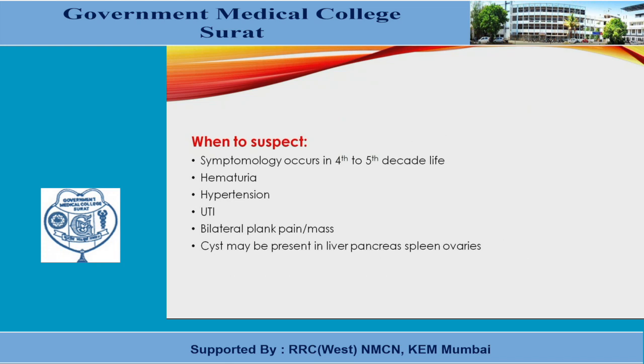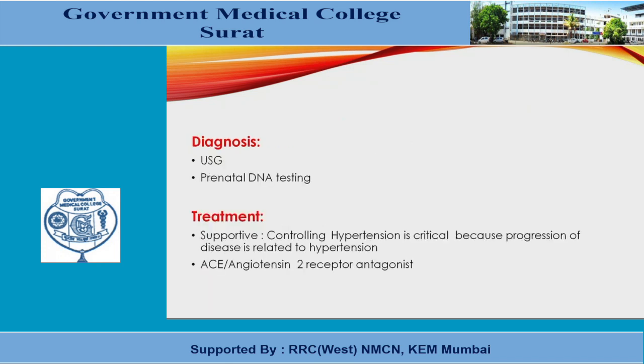Symptomatology usually occurs very late, in the 4th or 5th decade of life. They may present with hypertension, hematuria, UTI, and bilateral abdominal mass in the flank region. Cysts may be present in the liver, pancreas, spleen and ovaries. Diagnosis can be done by ultrasound and prenatal DNA testing for gene defect. Treatment is usually supportive; controlling the hypertension is critical, because progression of disease is related to hypertension. So ACE inhibitors or angiotensin 2 receptor antagonists are usually given.